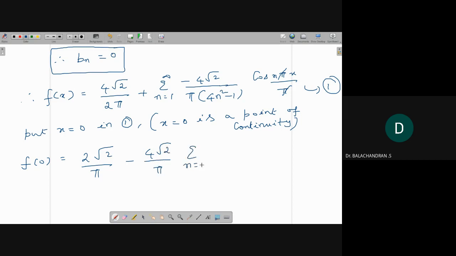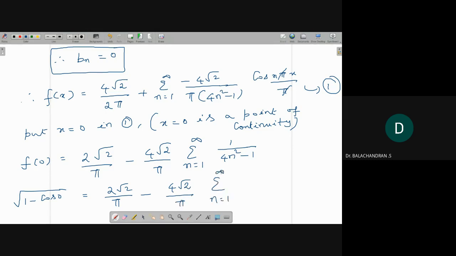Summation n equal to 1 to infinity 1 by 4n square minus 1. This is cos 0, which is 1. Okay, so now f of 0 is actually the function: our function is root of 1 minus cos x. So 1 minus cos 0. Cos 0 is 1, so 1 minus 1 is 0. Left hand side is 0. So this is equal to 2 root 2 by pi minus 4 root 2 divided by pi summation n equal to 1 to infinity 1 by 4n square minus 1.